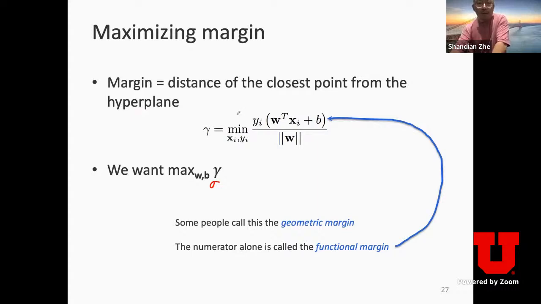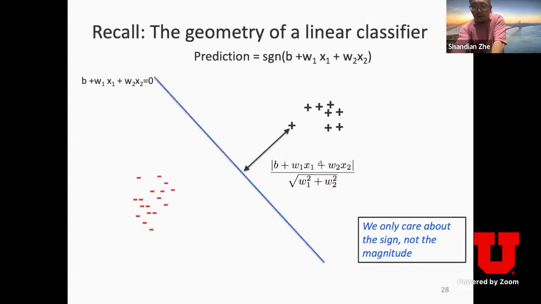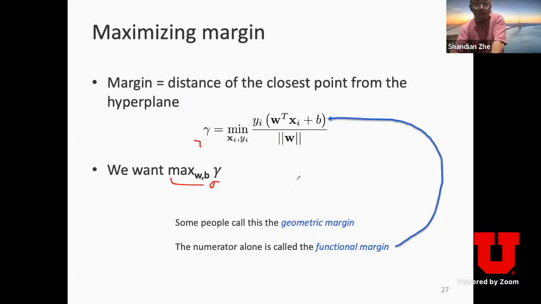And here, before we try to simplify this optimization problem, we first give some common notation, right? In the distance calculation, the numerator, some people call this the functional margin, and the whole distance is called the geometric margin. As to why people call the numerator the functional margin, I will explain it shortly. It actually relates to how we're going to simplify this.